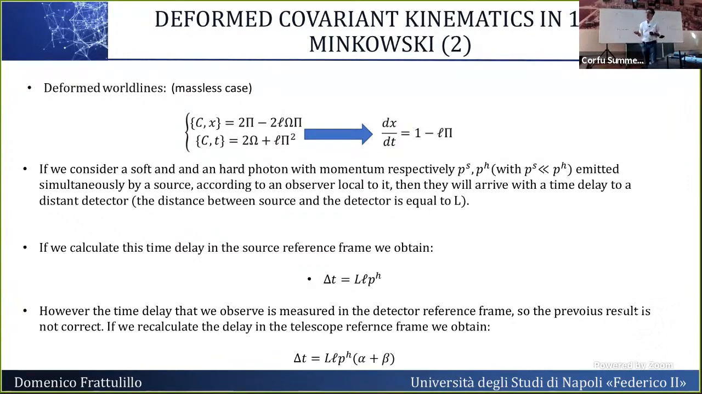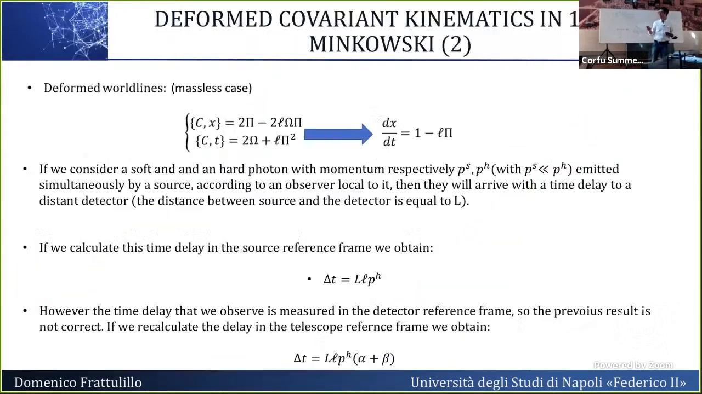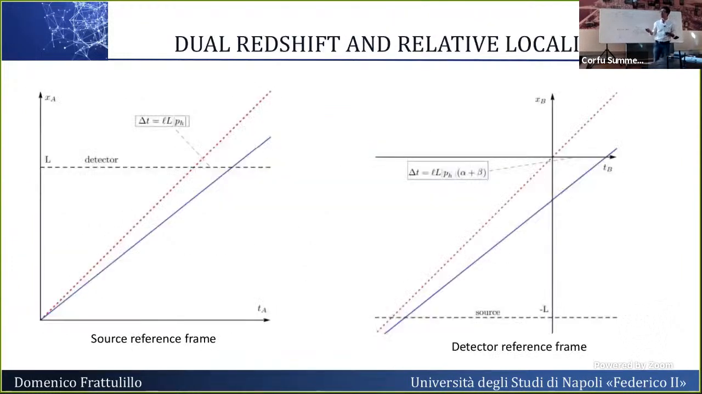But this is not a physical quantity because it has been calculated in the source reference frame and not in the detector reference frame. So we have to change our reference frame and recalculate the delay in the telescope reference frame. And if we do this, we obtain the following result that is not equal to the previous one. Let's see what's happening. If we are in the source reference frame, we see that the two photons are emitted simultaneously according to an observer that is local to the emission. And the two photons travel at different speed because we have a deformed velocity for the photon that is momentum dependent. And so we obtain the previous result for the time delay that does not depend on alpha and beta.